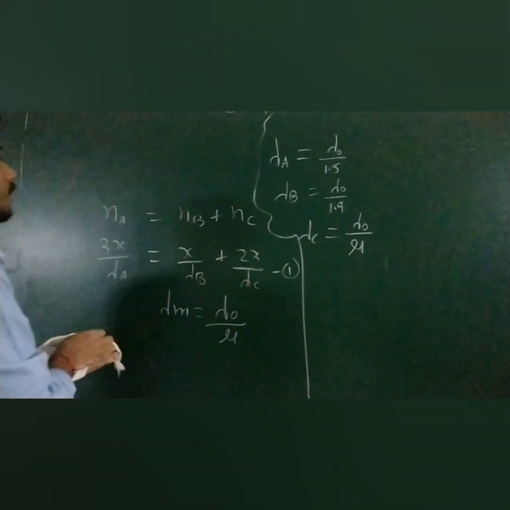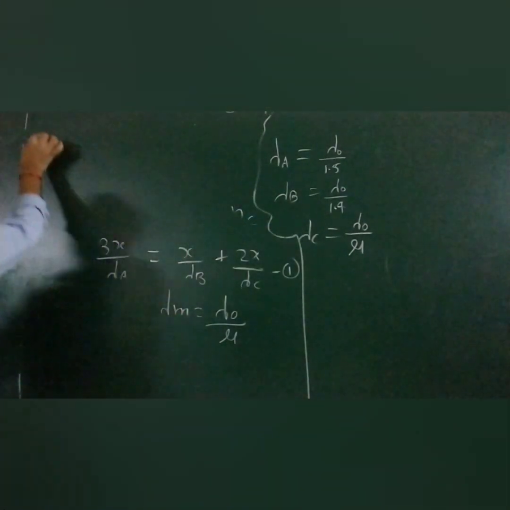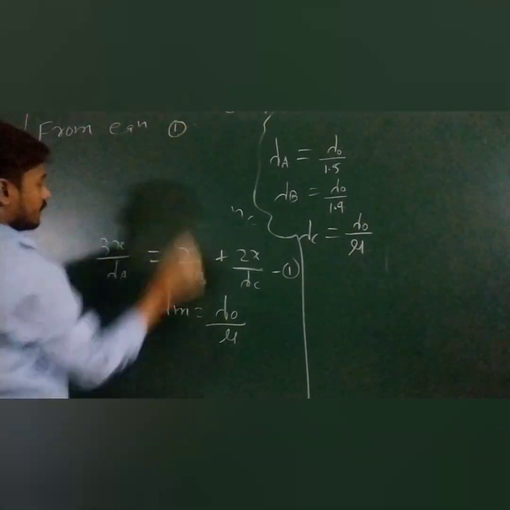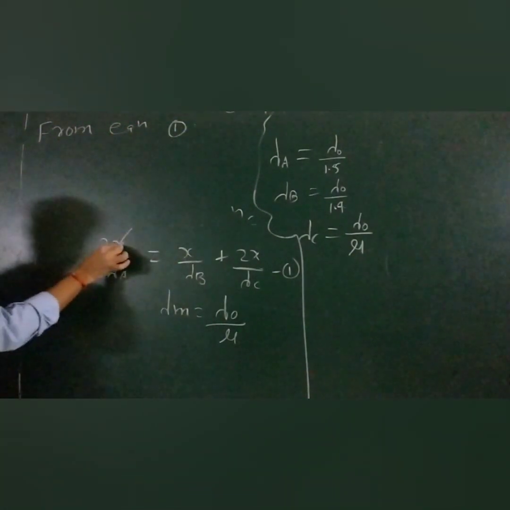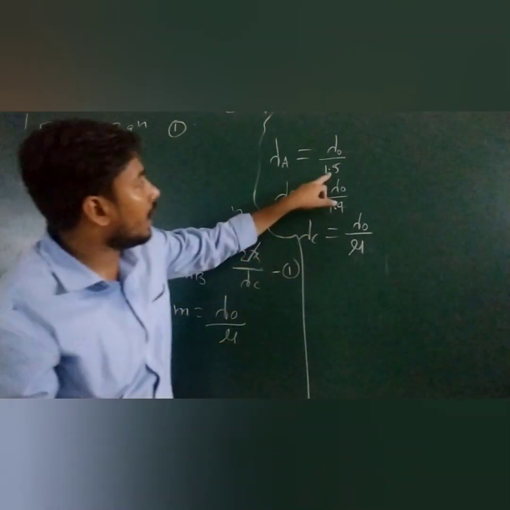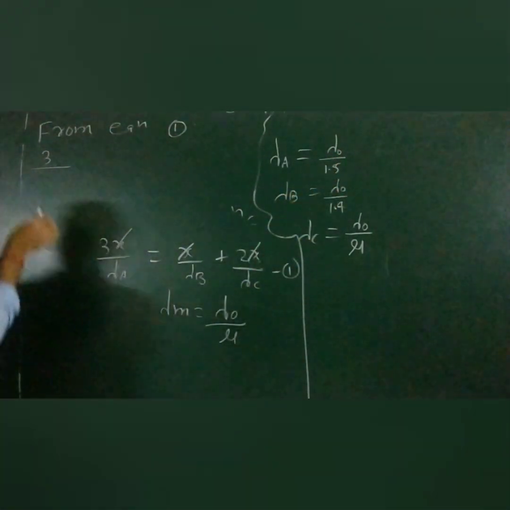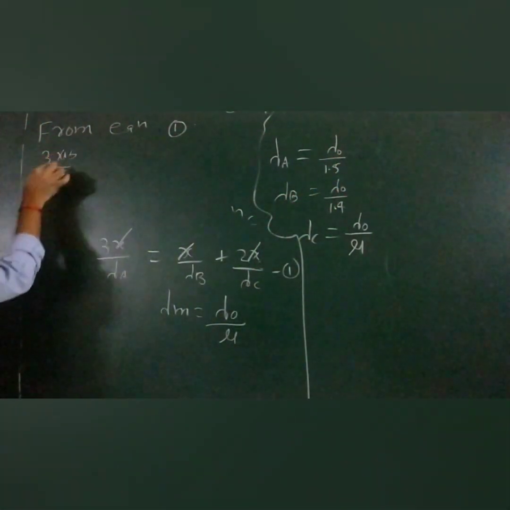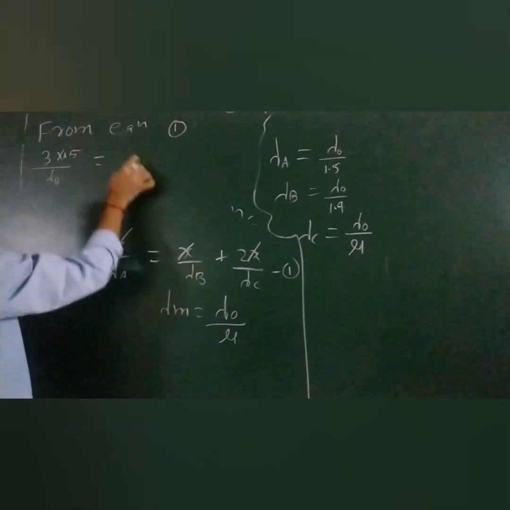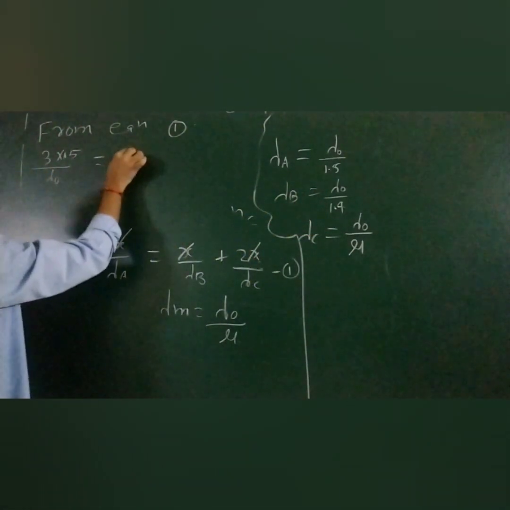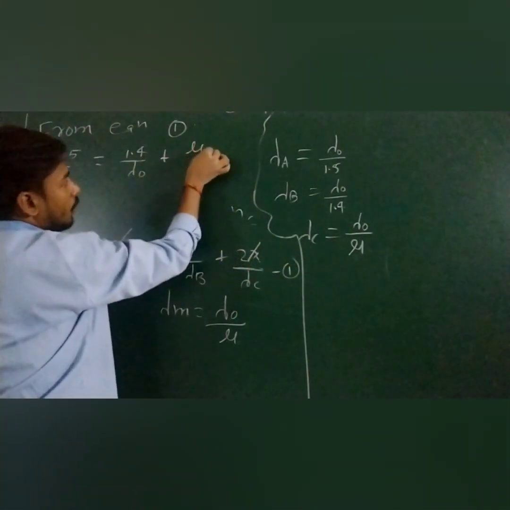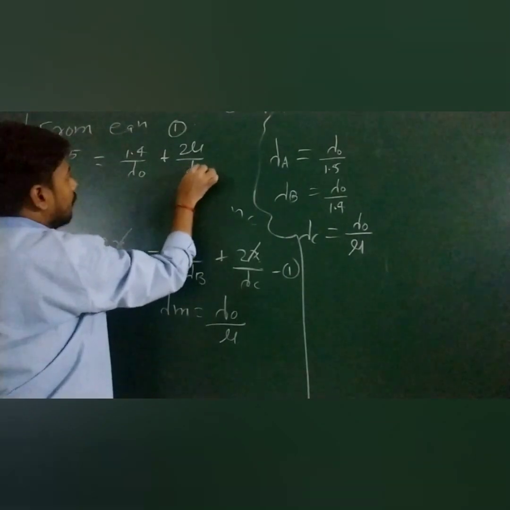So from equation first, x gets cancelled. So this becomes 3 by lambda A. Lambda A is lambda naught by 1.5, so this becomes 1.5 by lambda naught, which is equal to 1 by lambda B. Lambda B is this one, so this becomes 1.4 by lambda naught plus 2 mu by lambda naught.